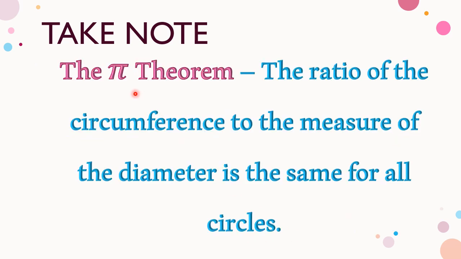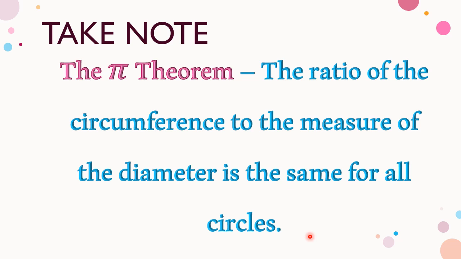So here we do have the pi theorem. It says that the ratio of the circumference to the measure of the diameter is the same for all circles. Now let's say, for example, we have a small circle and a big circle. You get the circumference of the big circle, and then you divide that circumference by the diameter of that big circle as well.